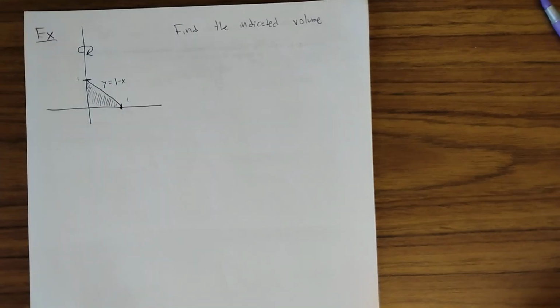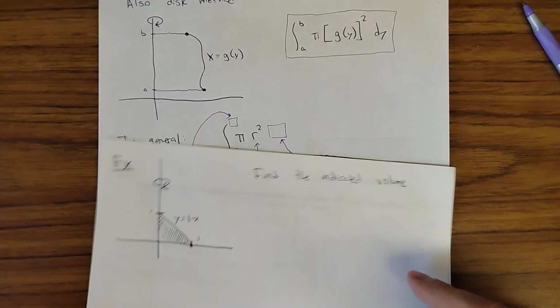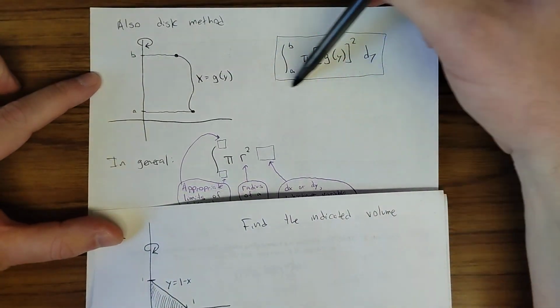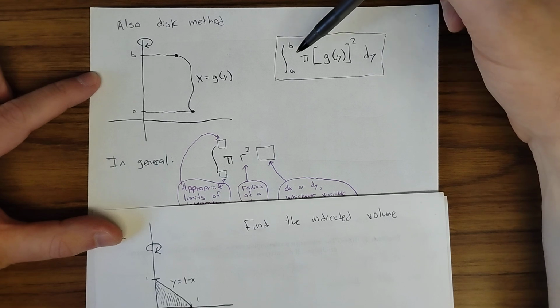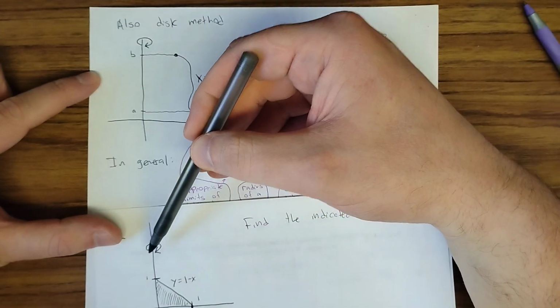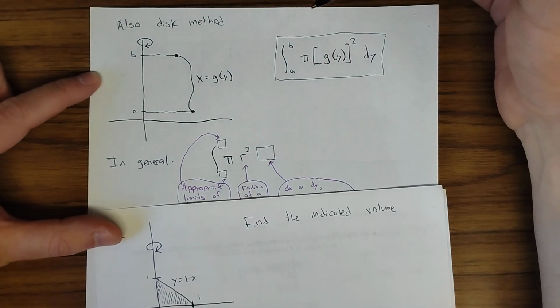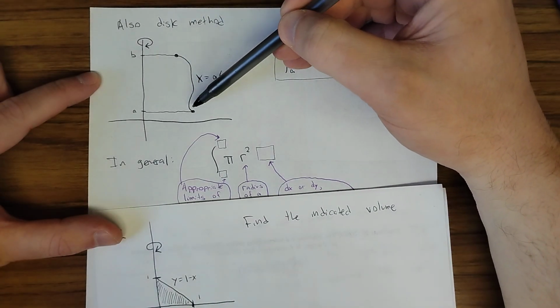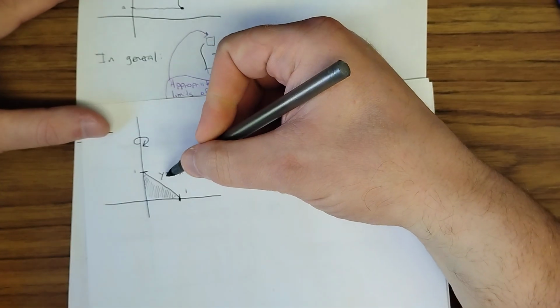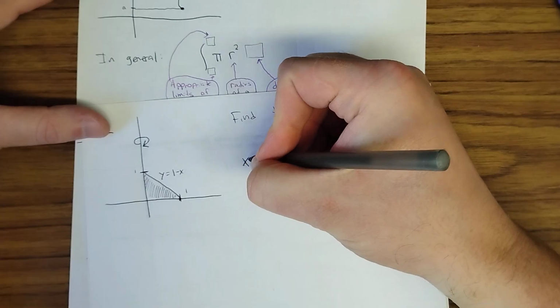So this looks more like this way, especially because I'm revolving it around the y-axis, right? So, okay, first of all, when we set it up this way, I had x as a function of y, and I don't quite have that here. Of course, this is easy enough.